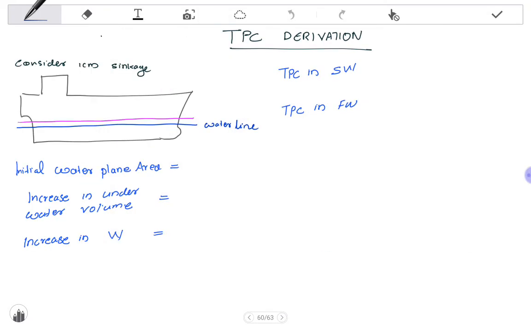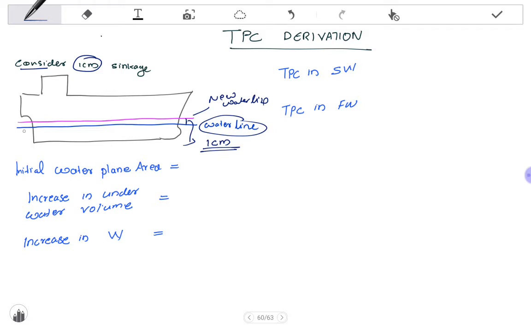Okay, so there is a derivation to how the TPC is calculated, and there is also a formula. That formula is what we are going to explain here. Consider this a vessel, and that vessel is sunk by 1 centimeter. This is the water line and this is the new water line. The difference between these two water lines is 1 centimeter.